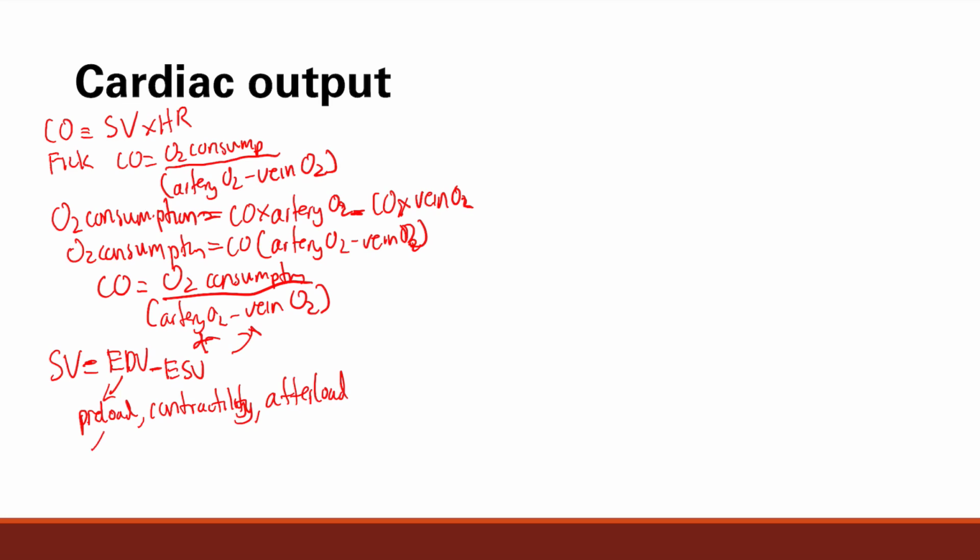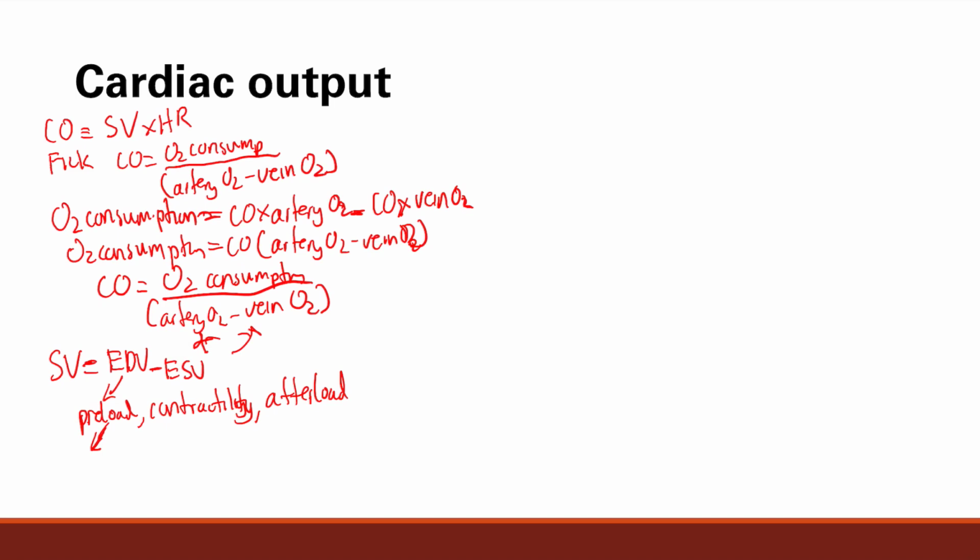Now preload, we said, is dependent on venous return. So if you have less venous return, then you will have decreased preload. So if you give a venous vasodilator such as nitroglycerin, you're going to increase the venous capacitance, and so more blood is just going to hang out in the veins, and there's going to be less venous return. And if you get less venous return, your preload decreases. Now afterload, we already talked about that.